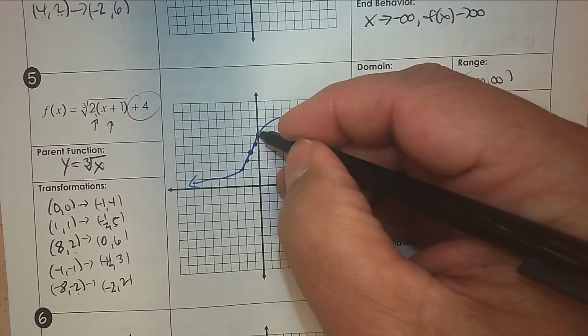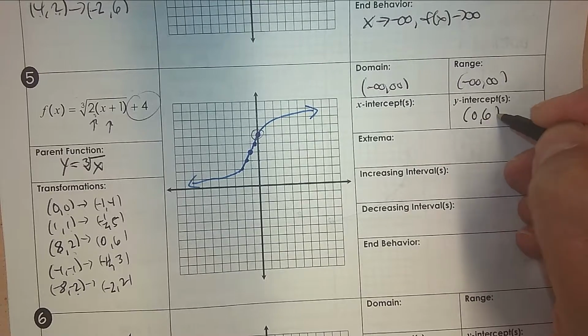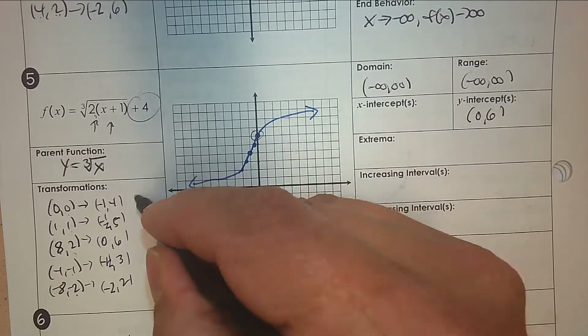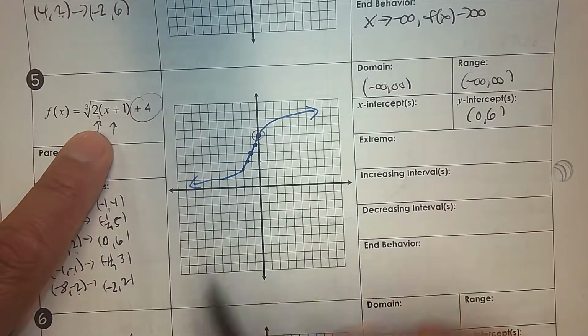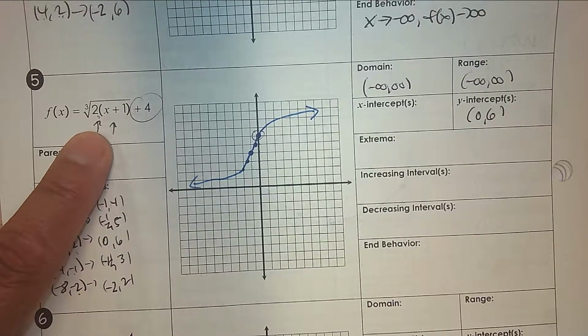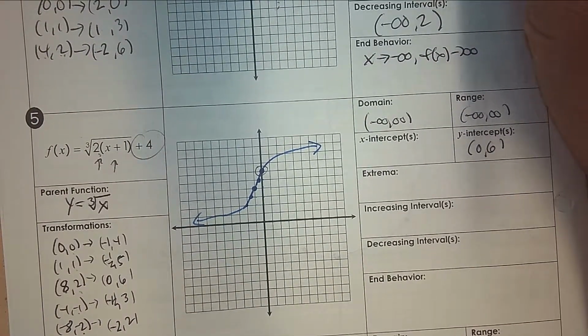Intercepts. So the y is easy. I'll go easy first. The y is at 6. The x, it's somewhere way here to the left. If I wanted to find it, I can take this and make it equal to 0. And then solve it.